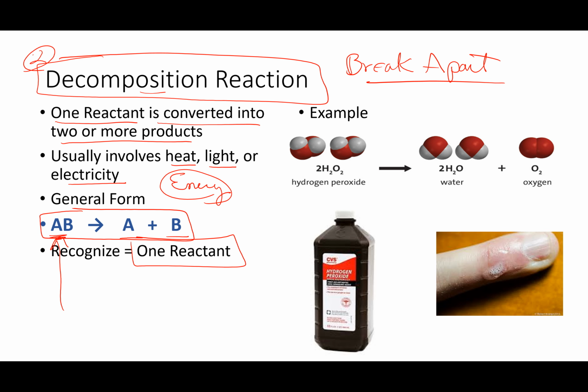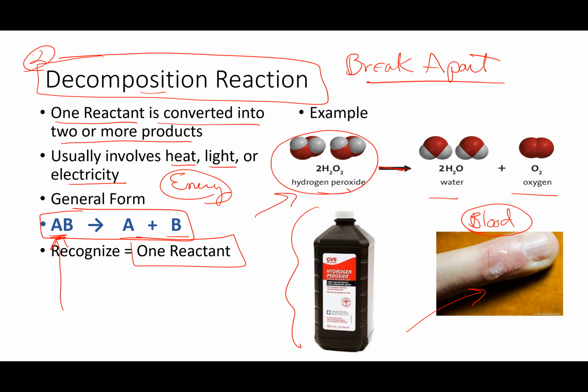Classic example is hydrogen peroxide. Hydrogen peroxide is stored in brown bottles. Why? Well, light has a tendency to decompose hydrogen peroxide into water and oxygen gas. If you have a wound and you pour hydrogen peroxide on it, there are enzymes in blood that will decompose the hydrogen peroxide, and that enzyme is going to go right here as a catalyst to make that happen.